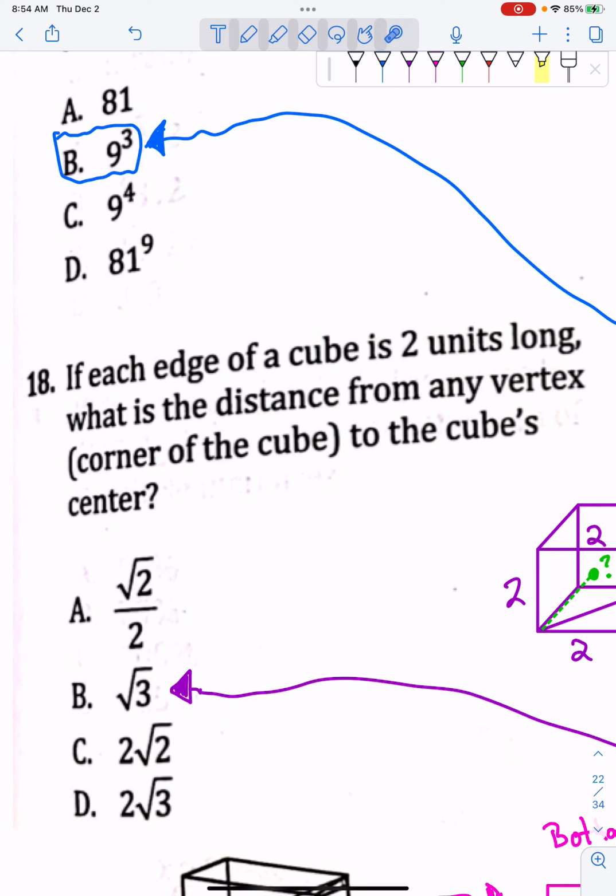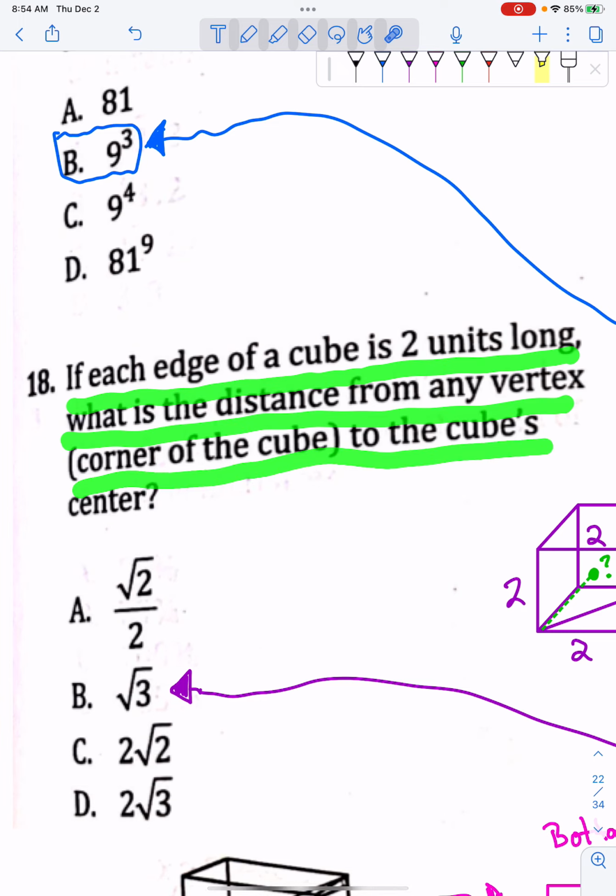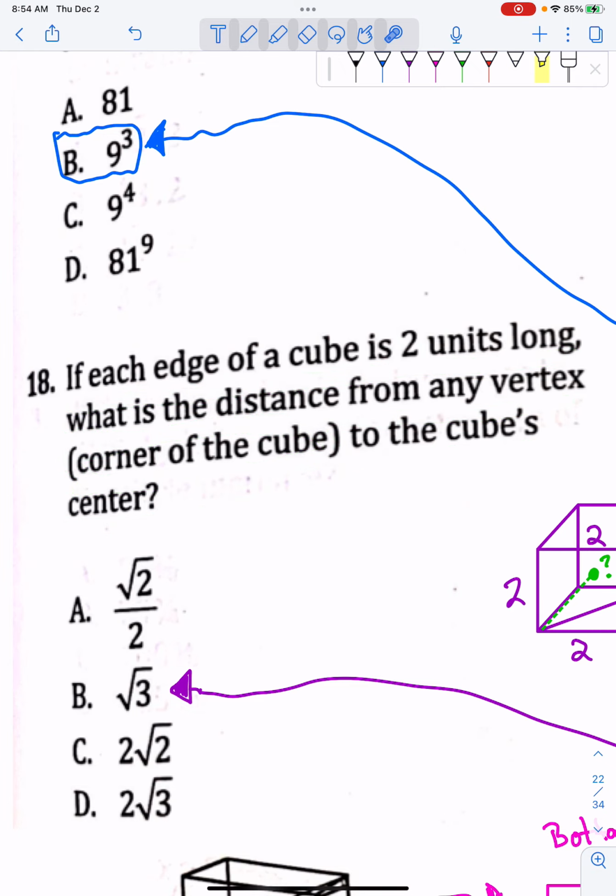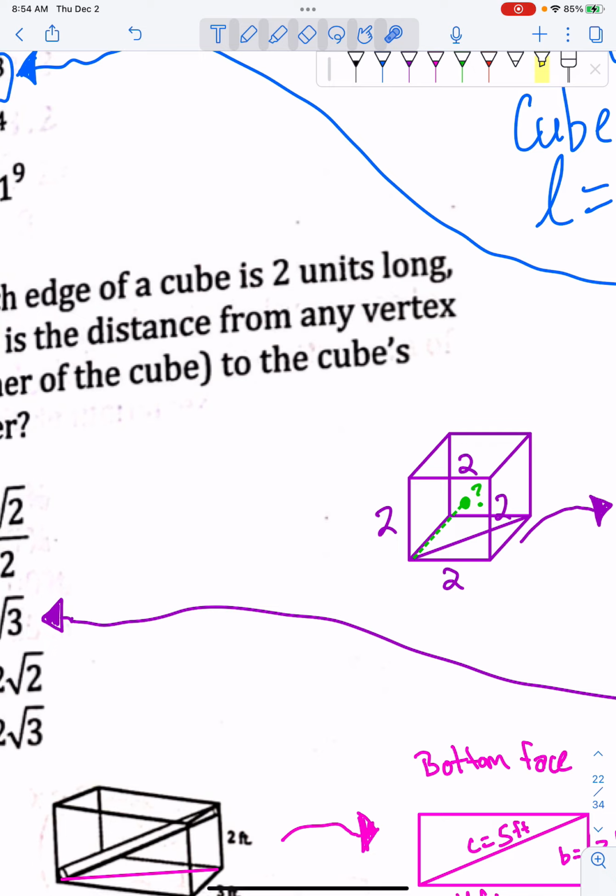All right, so if each edge of a cube is 2 units long, what is the distance from any vertex (corner) of the cube to the cube's center? So here, the corner of the cube. It's kind of hard to draw 3D on 2D paper. We have this, and it's the center of the cube, not the sides, but the center. So from any vertex to the center, we're trying to find out what that distance is.